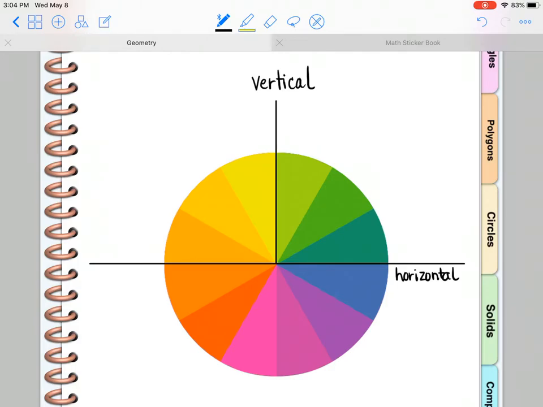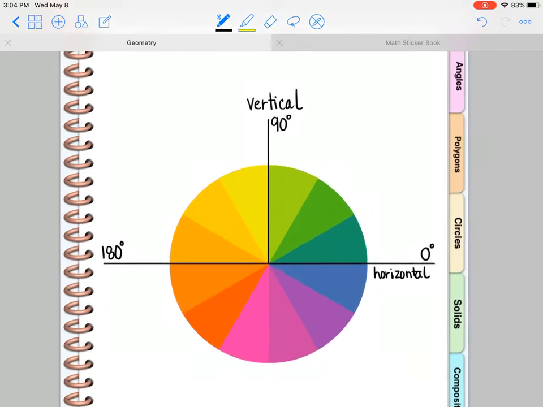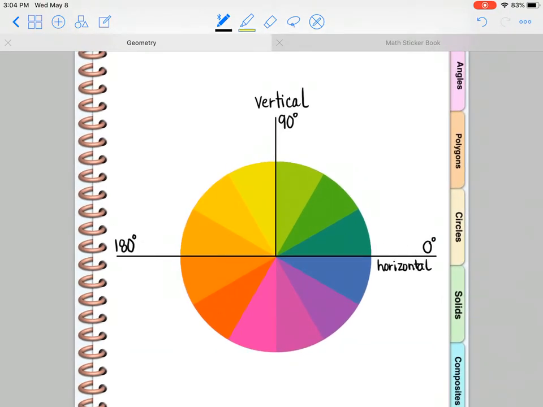Okay, let's put some numbers on this circle. Over here, let's start with 0 degrees. And then at this line, we're going to say 90 degrees. And then this would be 180 degrees. And even though I don't have a line, I'm going to go ahead and write this fourth quarter down there as 270.